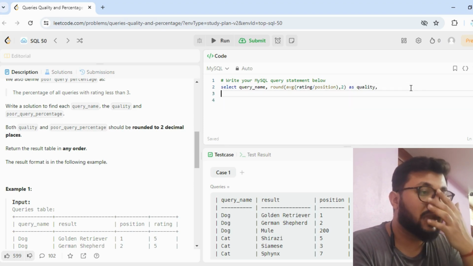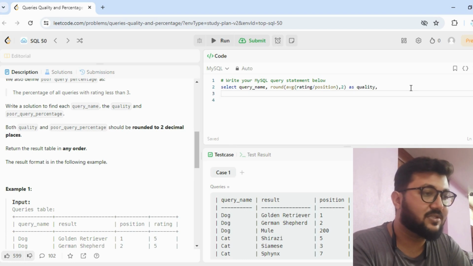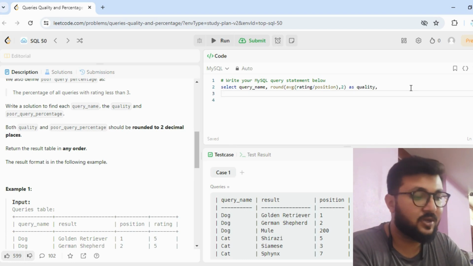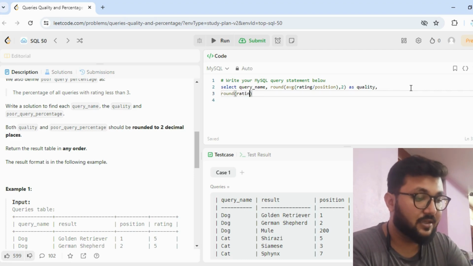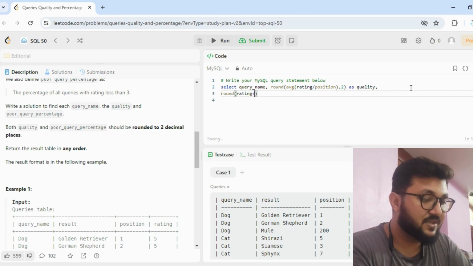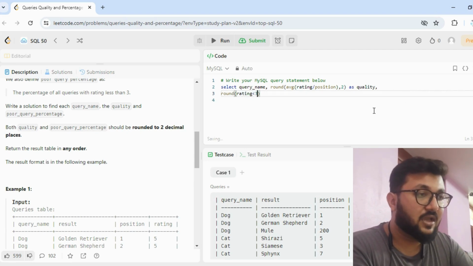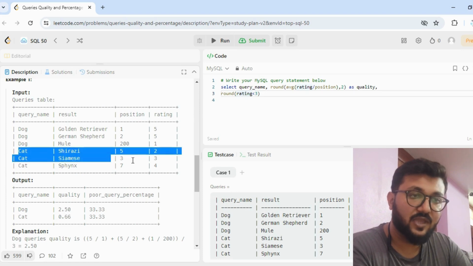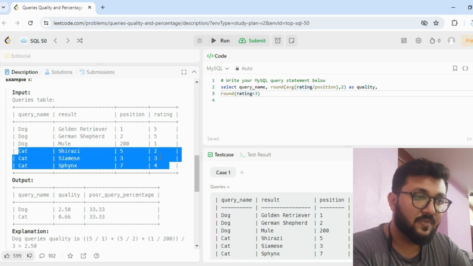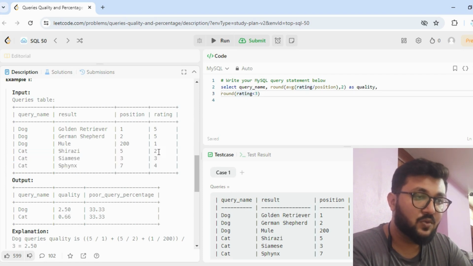Now I will calculate the poor query percentage. So how will the poor query percentage be calculated? Similarly, I will use round again. Now I have to use rating. I have used a condition: rating must be less than 3. Okay. Now I have to use a count function, because for rating we want anything below 3. So for the cat, you have 2, 3, 4. What is below 3? Only 2. 2 is below 3. So this will be calculated.